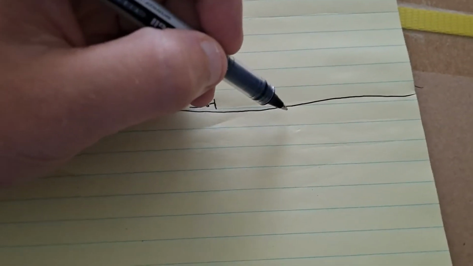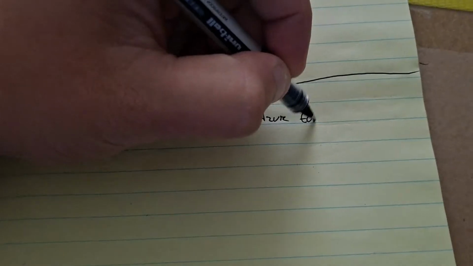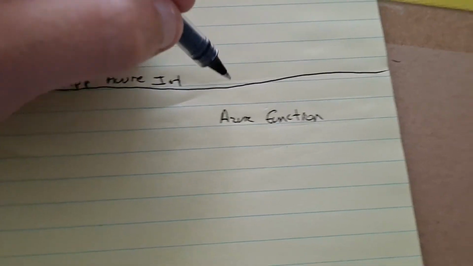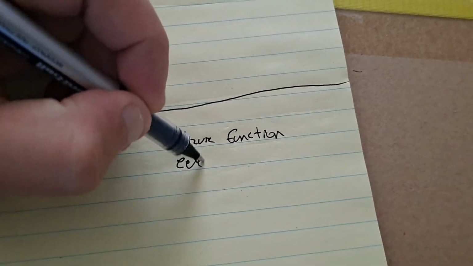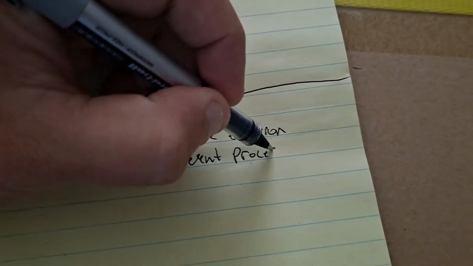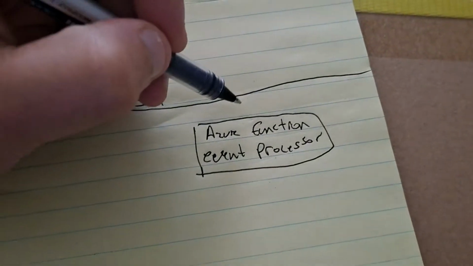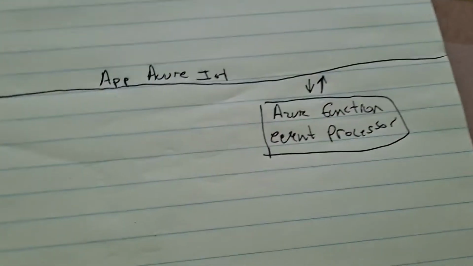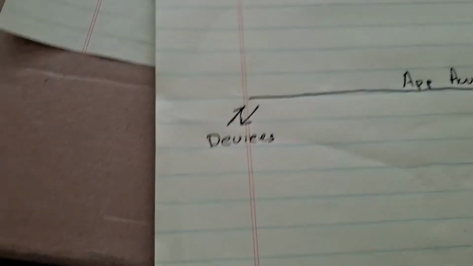Then we've got an Azure function that is listening to messages. This is going to be the event processor. So this is going to be listening and dropping message commands onto the Azure IoT Hub on different topics for the device ID.